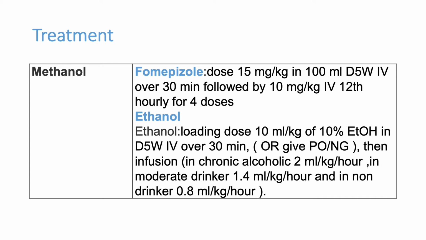Fomepizole can be given 15 milligram per kg in 100 ml 5% dextrose over 30 minutes followed by 10 milligram per kg IV 12th hourly for 4 doses is the treatment of choice. Ethanol also can be given. Loading dose 10 ml per kg 10% ethanol in 5% dextrose IV over 30 minutes. These are the drugs of choice in methanol poisoning.